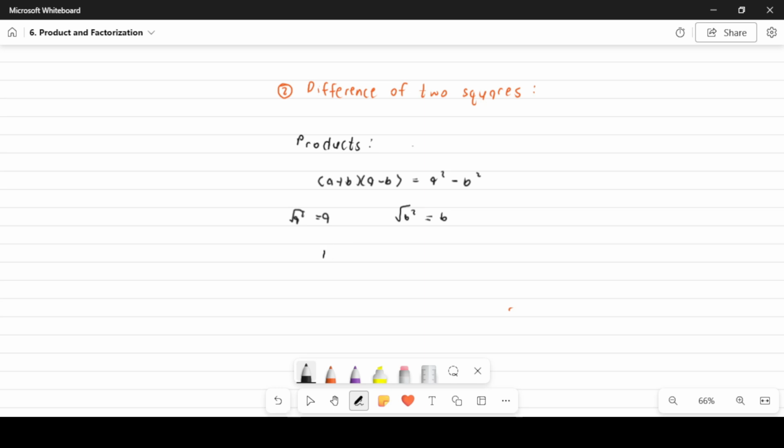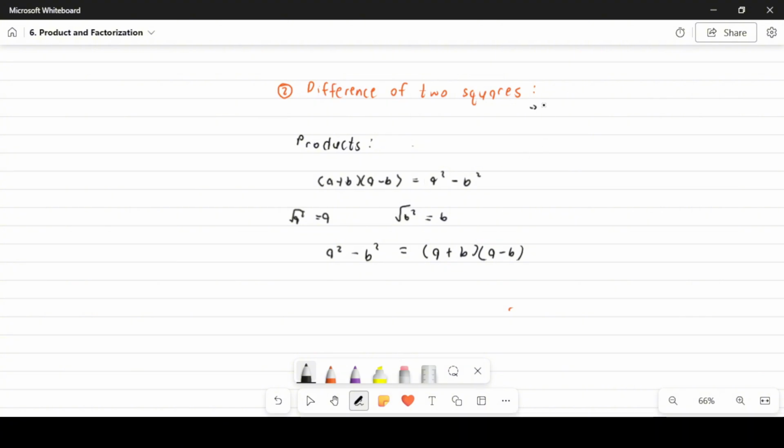Very simple. So if you are given two perfect squares separated by a minus sign, the result of that will be the square root of the first term plus the square root of the second term, and the square root of the first term minus the square root of the second term.